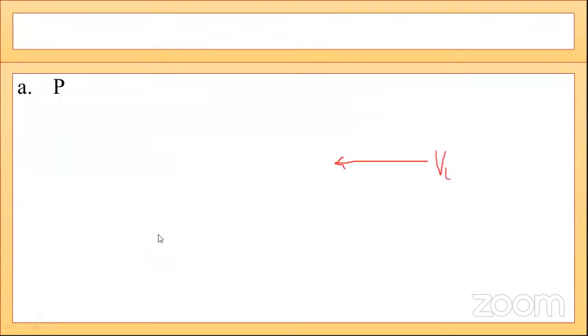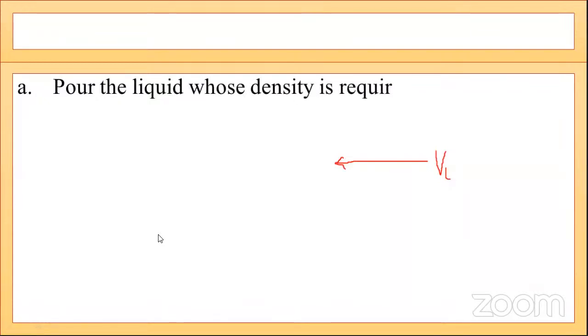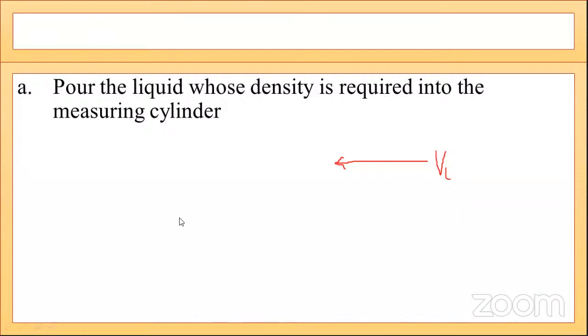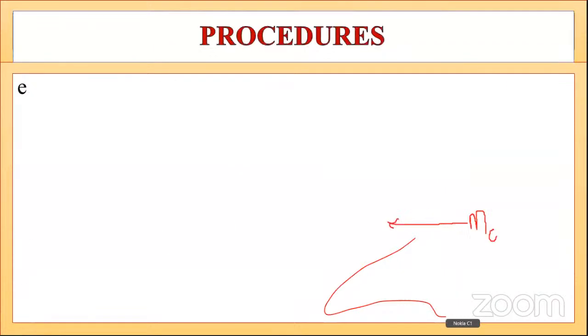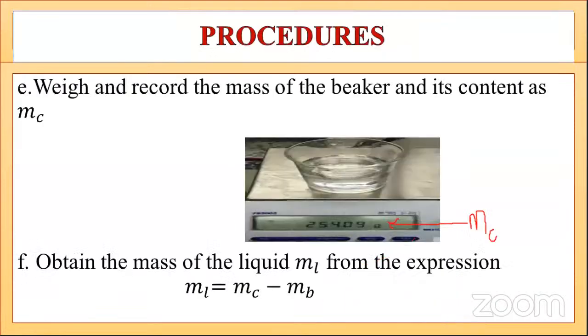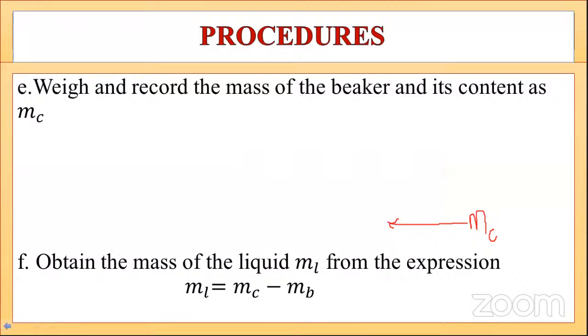We say we pour the liquid whose density is required into the measuring cylinder. So I was posing a question here. Why do we put the liquid in the measuring cylinder? Please raise up your hand. I don't want the chorus answers.